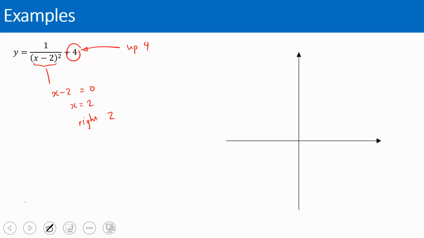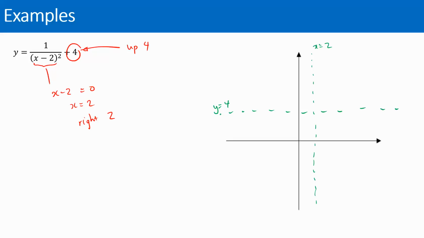Here we go. It's to the right by 2. Right by 2, so I'm drawing the vertical asymptote. Right by 2. X equals 2. Up by 4. So I draw my horizontal asymptote. Y equals 4. Now what kind of graph do I have? What kind of shape is this? Is this a truncus, hyperbola, or square root? Truncus.